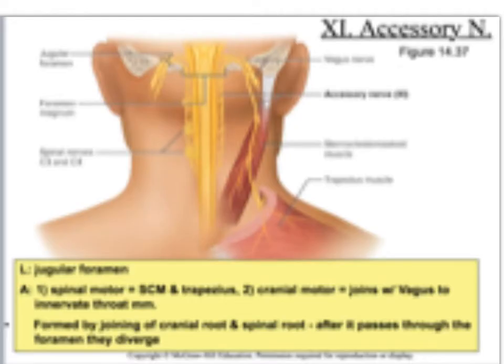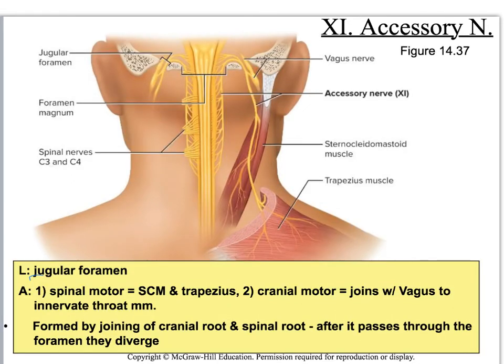All right, so now we are on to the accessory nerve, again going through the jugular foramen. It's kind of interesting because it splits and it joins up with some motor fibers from the spinal nerves, and then it's got areas that are considered cranial fibers that join up with the vagus nerve to go towards the throat. So you've got both cranial origin and spinal cord origin for this accessory nerve.